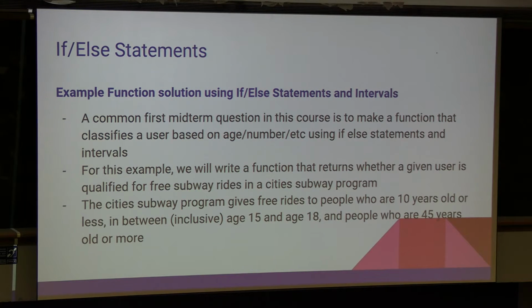Now, let's try to do an example. Let's try a function that will return whether a given user is qualified for free subway rides. And we know the way the program works is if you're 10 years old or less, so less than or equal to 10 years old, you will get free ride. If you're between age 15 and 18, you'll again get free ride. And if you're over 45, you'll also get free tickets.